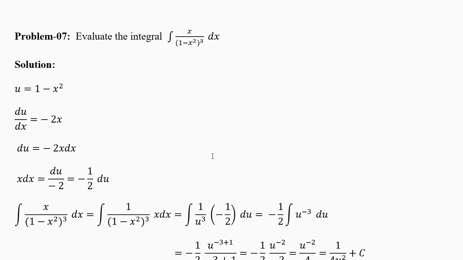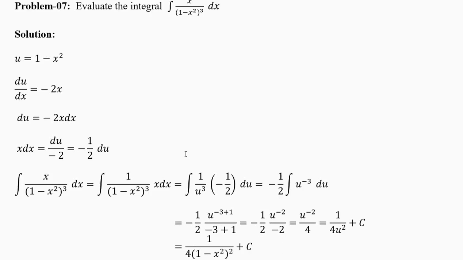Now problem 7. Evaluate the integral x over 1 minus x square whole cube. Now here the function is again a power function. Power is minus 3, and the argument of the function is also different, which is 1 minus x square. U equal to 1 minus x square. In the previous examples it was 1 plus x square. Now here it is 1 minus x square. Du by dx equal to minus 2x. Du equal to minus 2x dx. X dx equal to du by minus 2, which is minus half du.